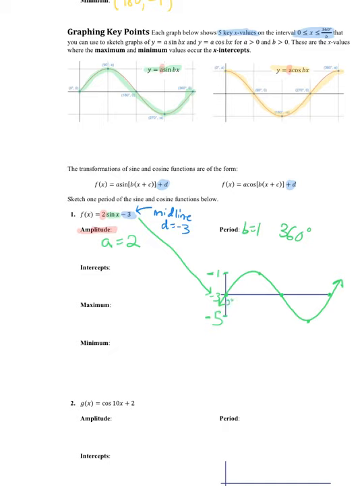The maximum is going to be at 90 degrees. And then back to 0 at 180. Over to 270 at the minimum. Back to 0 at 360. And then we can plot our 5 key points.